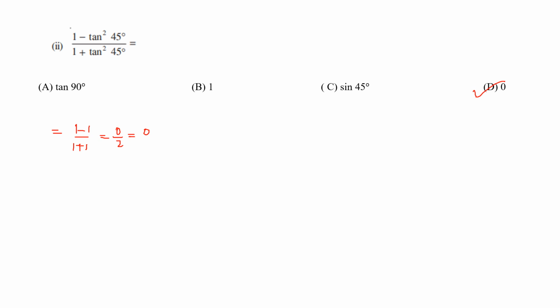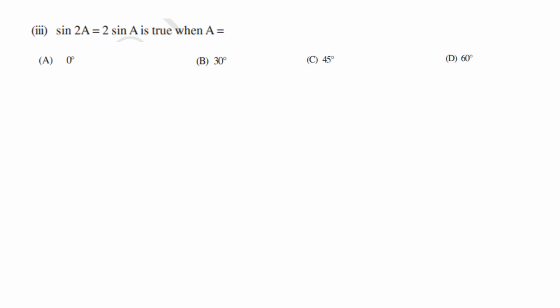Now moving to the next, third part. Sine 2A equal to 2 sine A is true when A equal to. Now four options are given. You have to find what value of A you will put over here such that LHS will become equal to RHS. So let's start with the first one, sine 2A. If I take A as 0 degree, I have to solve this question based on these values only. Whatever option is given, based on that only you have to solve.